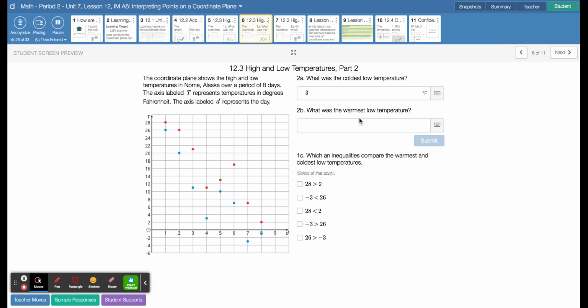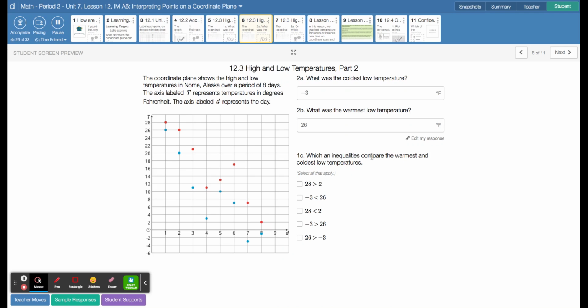What is my warmest low temperature? Again, I'm still going to look for a low temperature, so I'm still looking for the blue dots. But I want the warmest, meaning it's going to be the highest blue dot I can find. Looking from the top, going down, the highest blue dot is right over here on day 1, and it is at 26 degrees Fahrenheit. So I will enter in 26.